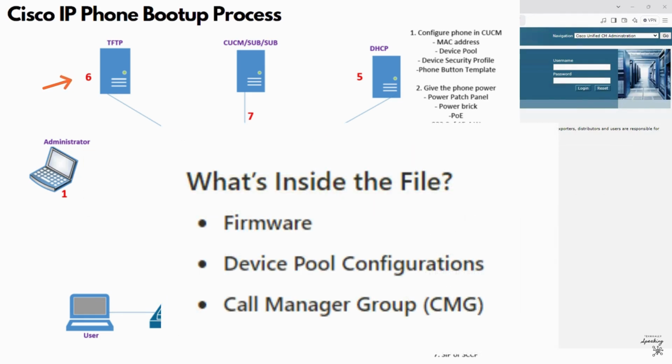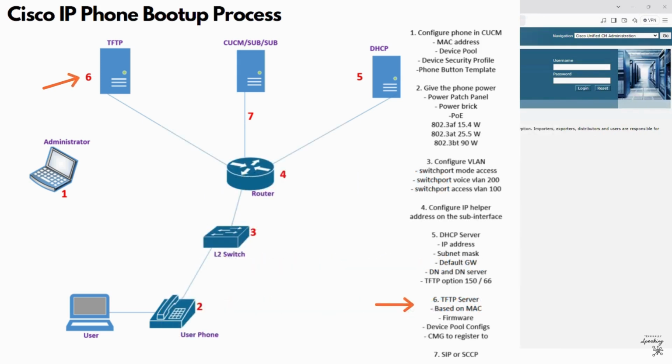Now, what's inside this configuration file? If a firmware update is needed, the phone will download and apply it from the TFTP server. It also includes shared settings for phones in the same locations, like the device pool configurations, date time group, region, locations, that was in the device pool, and the call manager group. So it will have up to 3 call manager nodes that the phone could register to. And the phone will attempt to register to the first node in the call manager group and fail over if needed.